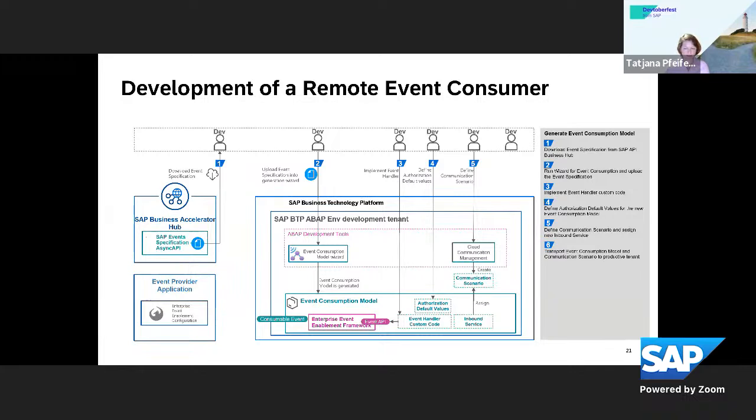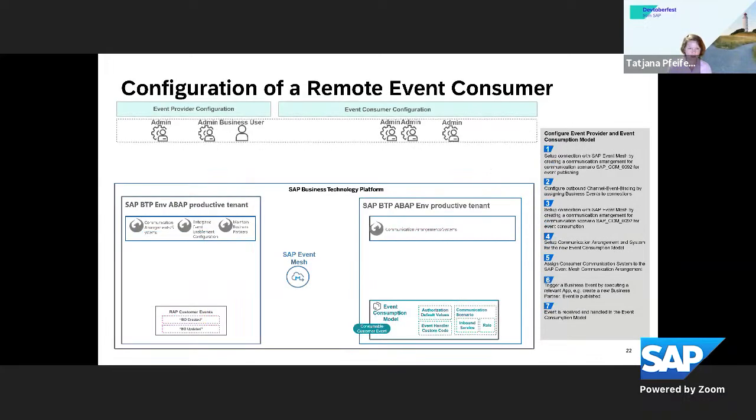Once you have done this implementation and accomplished the authorization default values according to the business logic, you would be able to transport the communication scenario to the productive system, where you would need to configure that. So now we see an example integration scenario here.